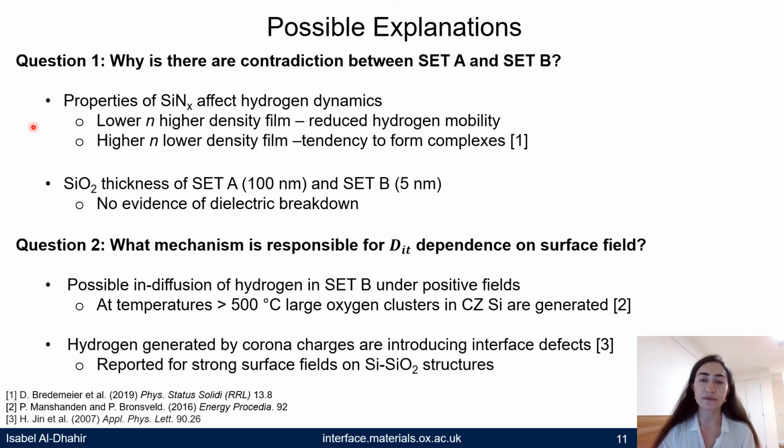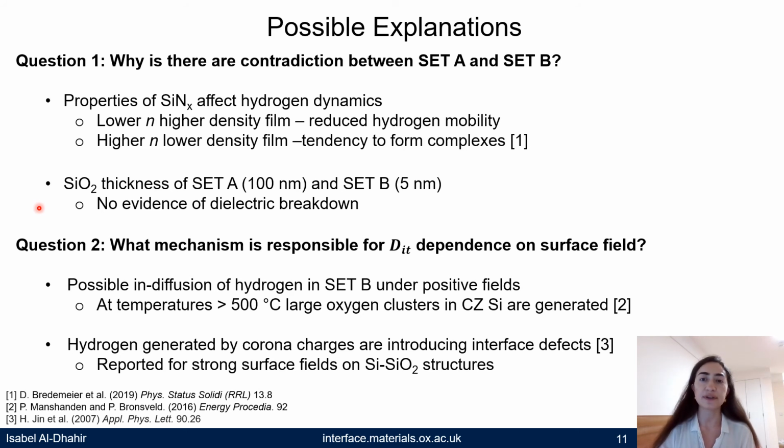The refractive index of the film, and therefore the density of the film, influences hydrogen's mobility. Additionally, it's been reported that within higher refractive index films, there's a tendency for hydrogenated complexes to form, and therefore higher firing temperatures are required to mobilize atomic hydrogen rather than these hydrogenated complexes.